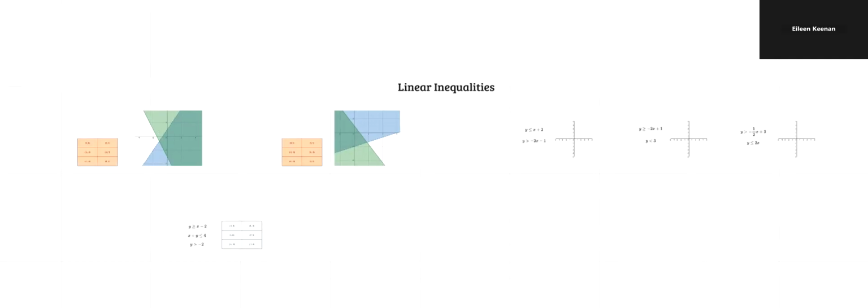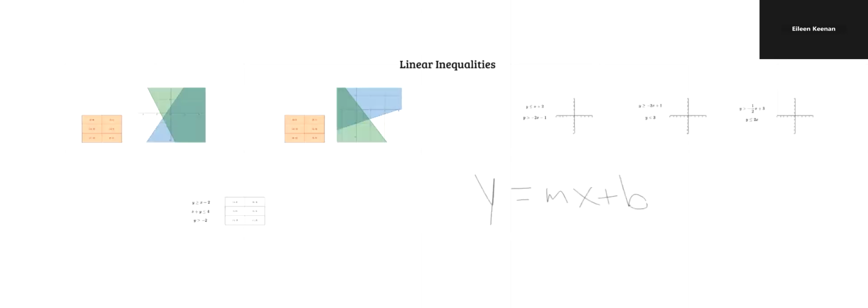Okay, so now we're going to talk about our last topic, our last lesson in this topic, which is linear inequalities. So linear inequalities are very similar to linear equations. The only difference is that instead of an equal sign, there's a less than or greater than sign. As a reminder, a linear equation, a line, is y equals mx plus b. So a linear inequality just looks like y is greater than or less than, or equal to, mx plus b. Okay. So that's what we'll be looking at.